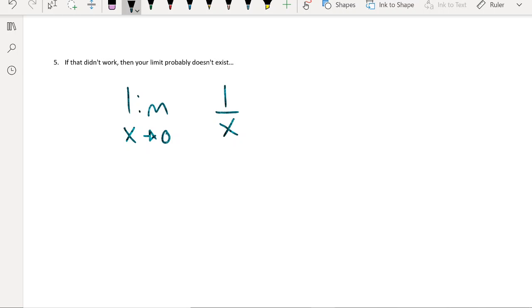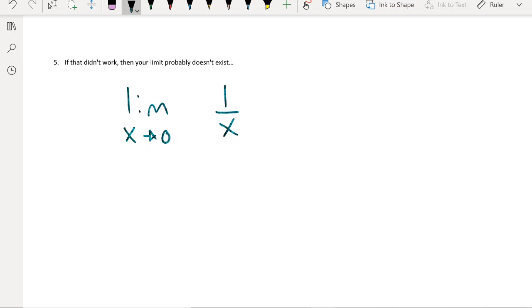All right, so step 1, plug it in. Can't do that, it'd be 1 over 0. No go. Step 2, try to factor. Nothing to factor. Step 3, conjugates. There's no conjugates. Step 4, L'Hopital's rule. Well, the derivative of 1 would just be 0, and then the derivative of x would be 1. So it should be 0, but anytime you get 0 for L'Hopital's rule, you want to be careful. Another side note there.